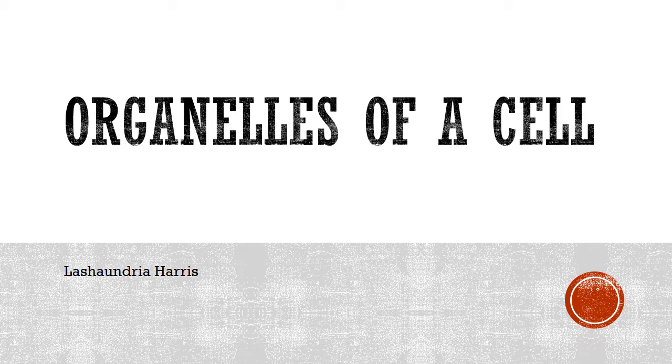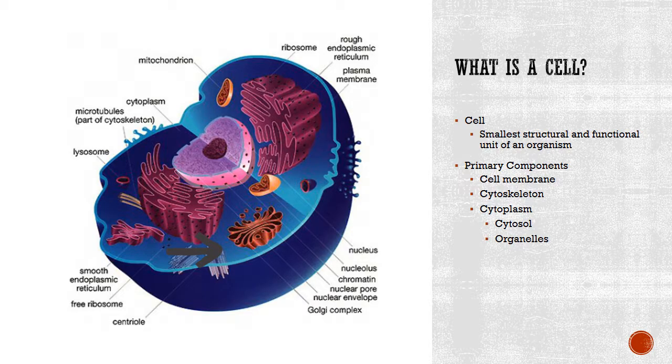Today we'll start our discussion with the organelles of a cell. What is a cell? A cell is the smallest structural and functional unit of an organism. Its primary components are the cell membrane, the cytoskeleton, the cytoplasm, the cytosol, and the organelles.